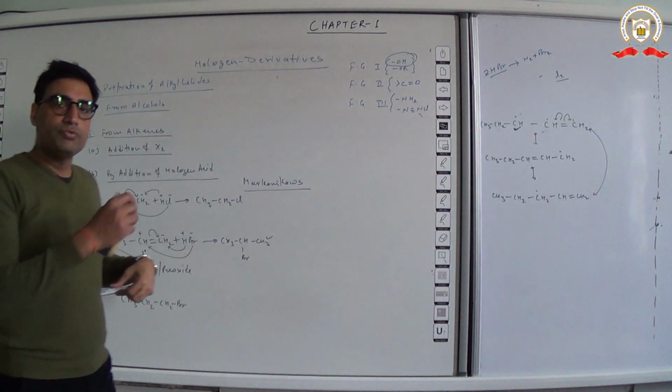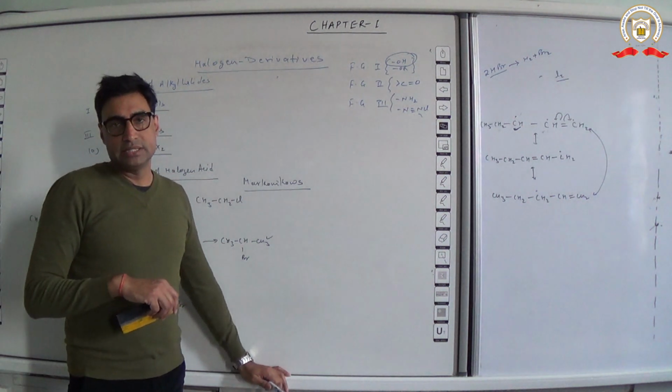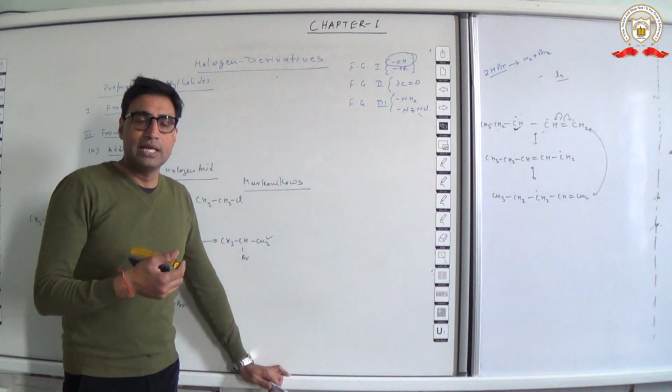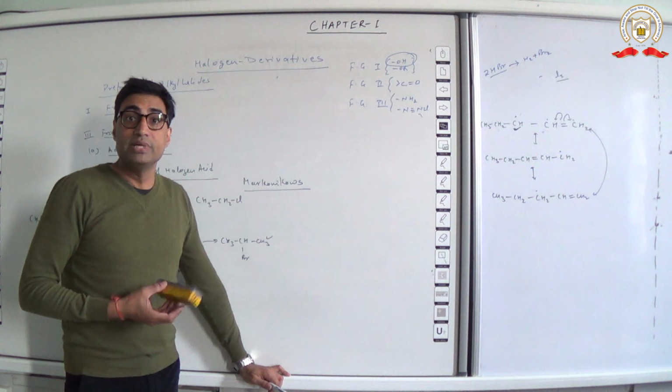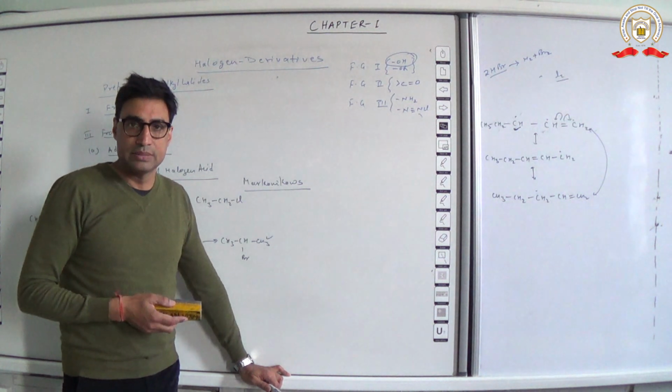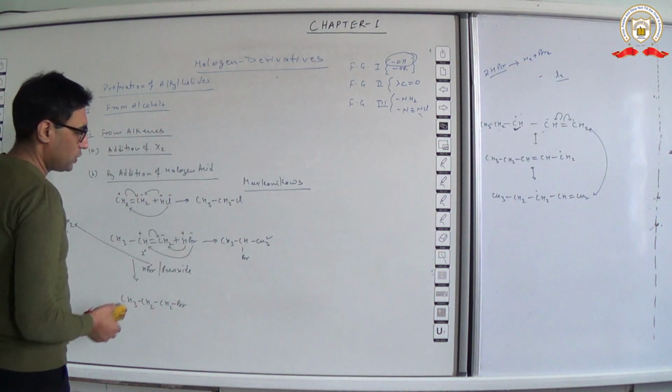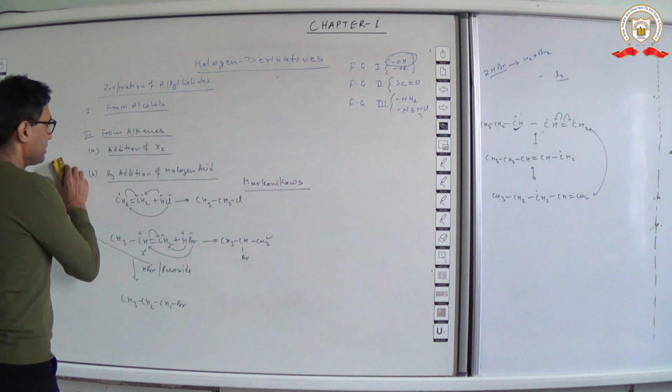Here I will move again to alkanes. We'll just focus on alkanes: alkyl chloride, bromide, iodide, which among them will be easily formed and why? Why not fluorides? So again we'll move on to the same reaction. So this is what happens in Markovnikov and anti-Markovnikov.